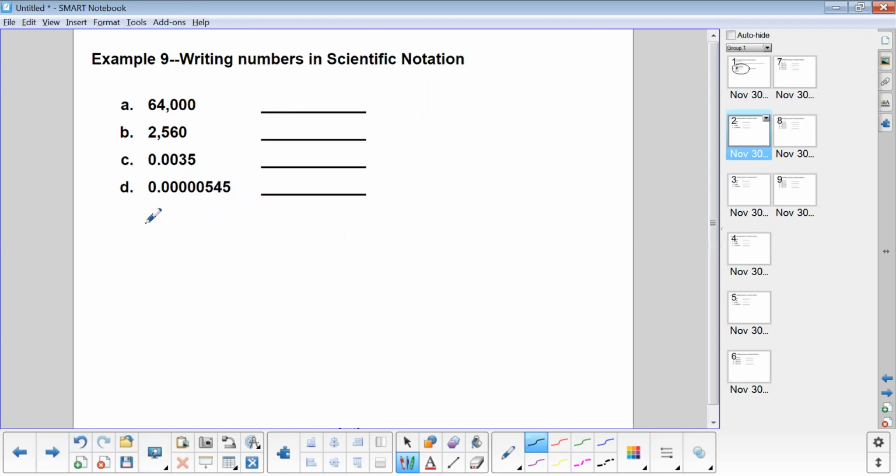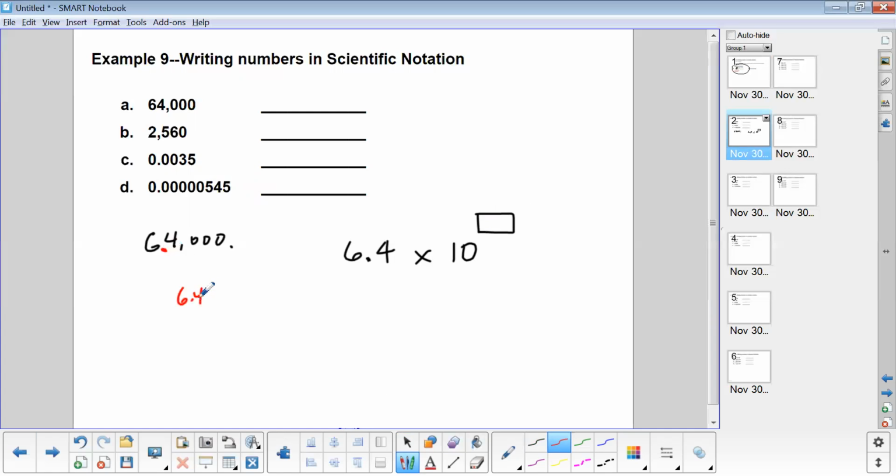So let's take the first one. We've got 64,000. And what we would like is that A value to be between 1 and 10. Here's where the decimal point is on the number 64,000. Well, what I want is the decimal to be here. 6.4 is correct for my A value to be between 1 and 10. Now, what I need to figure out is, if the decimal point is right here, how many times did I multiply by 10 to get to 64,000?